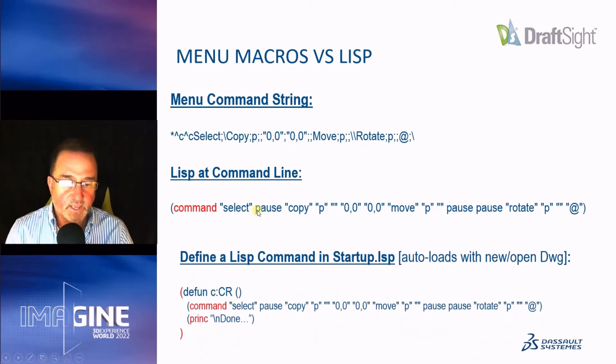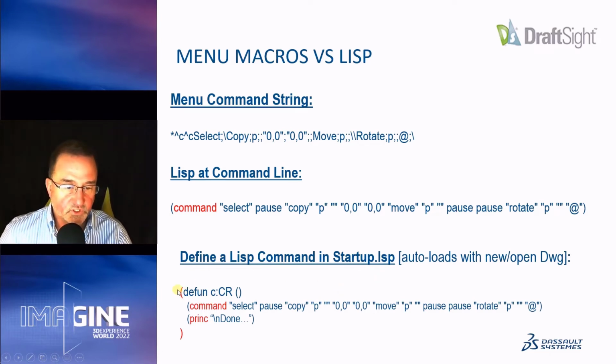But the difference is once I've created this as a single line Lisp routine, I could create it as, let's call it, an alias. I wanted to create something so if I type CR at the keyboard, then I now have a copy rotate as a command. So all we have to do is if we have a startup.lisp file and we place this Lisp function in that file, as soon as we open a new drawing, it would be available.